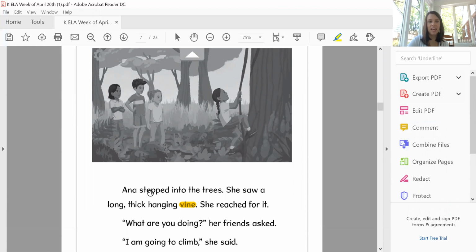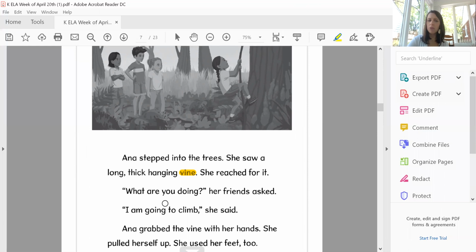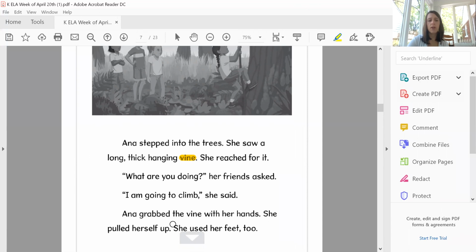The vine. Anna stepped into the trees. She saw a long, thick, hanging vine. She reached for it. What are you doing? Her friends asked. I'm going to climb, she said. Anna grabbed the vine with her hands. She pulled herself up. She used her feet too.